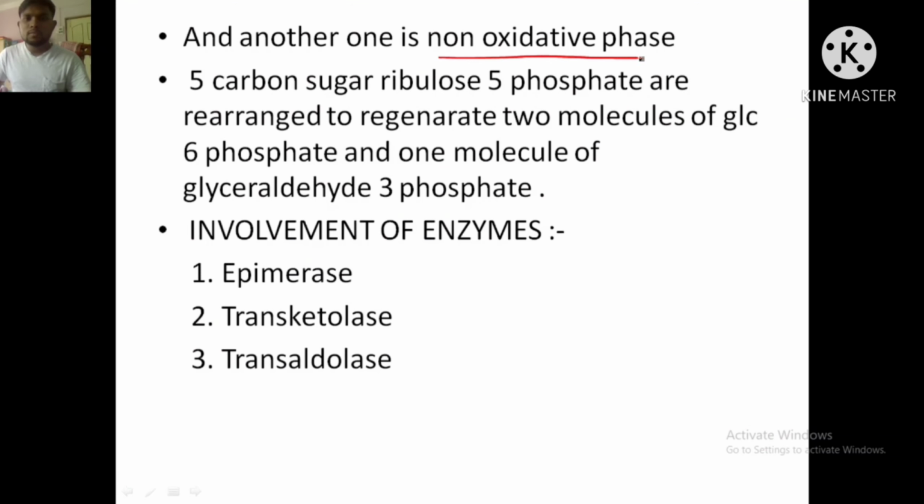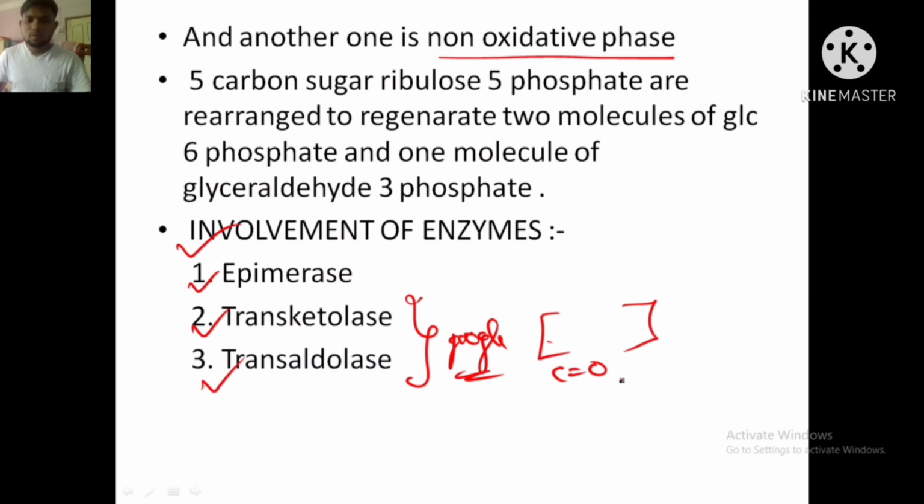Now in non-oxidative phase, here also involvement of some enzymes: epimerase, transketolase and transaldolase. I hope you know about transketolase and transaldolase. If you do not know about them, please Google it. It is just one reaction where a keto group will be taken by an aldehyde sugar, and an aldehyde group will be transferred into a keto sugar. It means that's only transfer of keto and aldehyde group. So you will get those points.